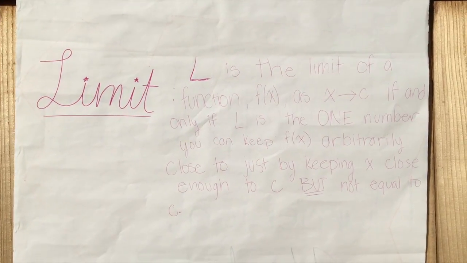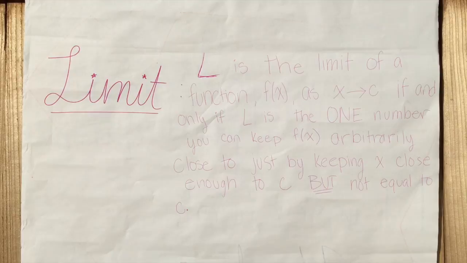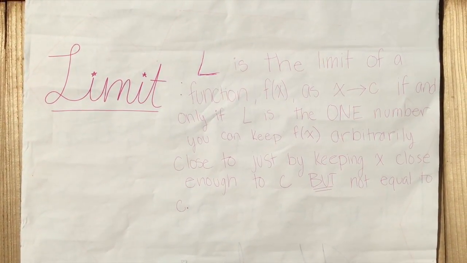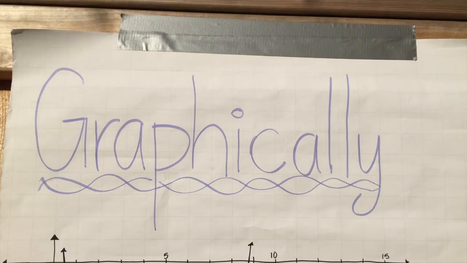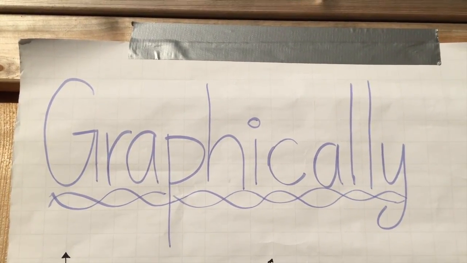L is the limit of a function f of x as x approaches c if and only if L is the one number you can keep f of x arbitrarily close to just by keeping x close enough to c but not equal to c. Now, there are three major ways to find limits, the first being graphically.